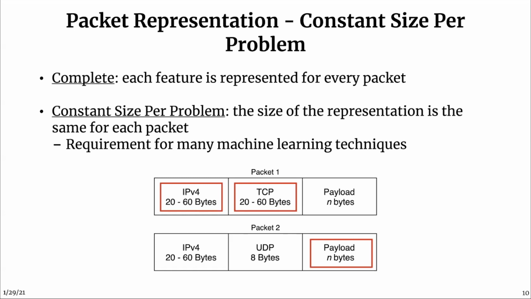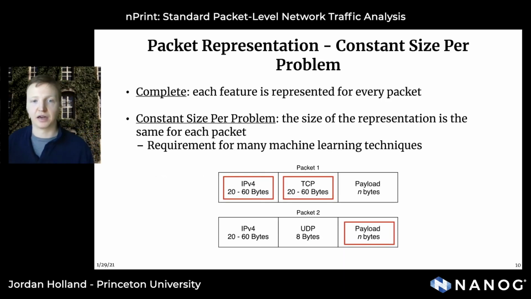The second requirement that we landed on was that we want any standard representation to be constant size per problem. And what this means is that the size of the representation is the same for each packet. And for images, right, we can just scale an image and the pixels still mean the same thing. We just lose resolution. Unfortunately, scaling doesn't really work for packets. The real pain is the fact that different packet headers, like an IP header or TCP header, are variable length. And then we also have different size payloads. So we actually have packets that are different lengths entirely that we need to be able to represent in a constant size.